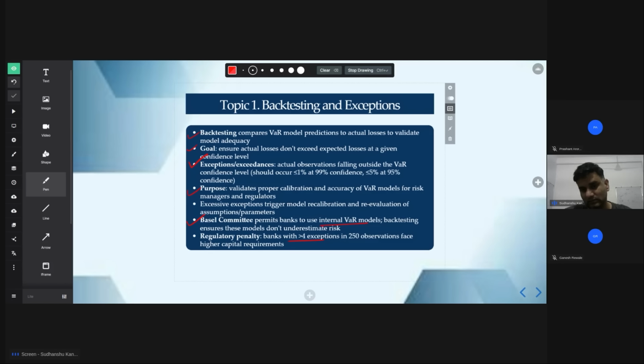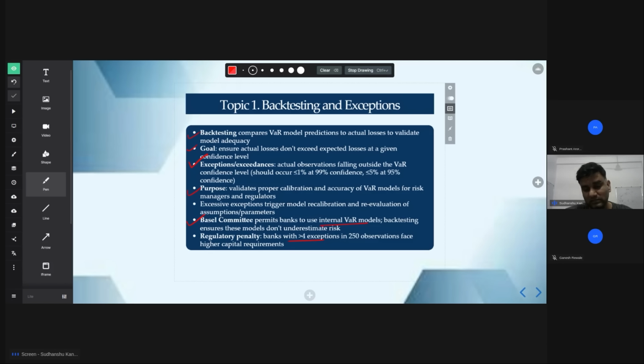And if your exceptions, generally, at 1%, that is 2.5 days in 250 trading days, right? Or at 5%, it means 12.5 days, or 12 to 13 days in 250 trading days. So you need to keep that in mind. If you are getting too many exceptions or too few exceptions, both are bad.